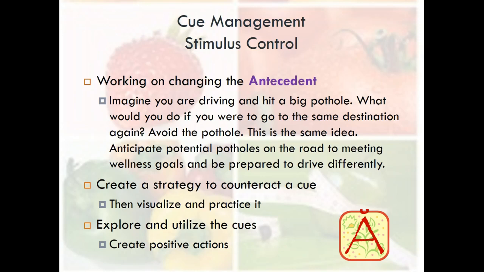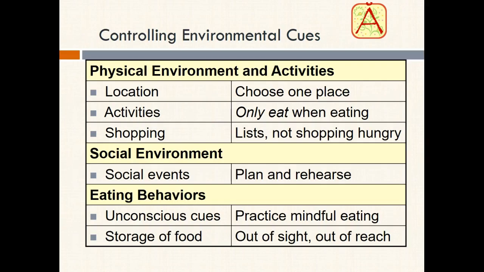It means we anticipate potential potholes on the road to meeting our wellness goals, and we are prepared to drive differently. So in this case, we'll create a strategy to counteract a cue, visualize and practice those strategies, and then explore and utilize cues that will create positive actions. Let's look at some potential antecedents and how they could be controlled. This is a very short list.